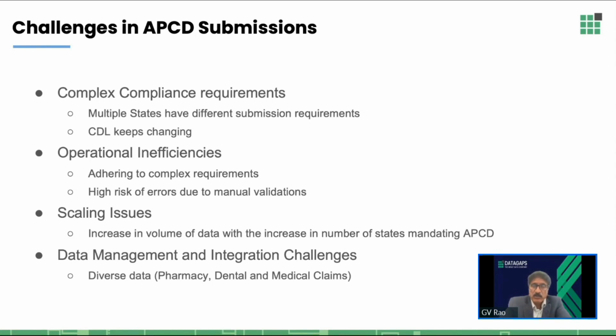Other one, when you have more and more states getting added into APCD, there is an issue of scaling, because the more the number of states, the more the volume, the more the number of rules, and the more the differences that you have to manage. And this data is coming from three different things. It's from the pharmacy claims, from the dental claims, from the medical claims. So it's a diverse data.